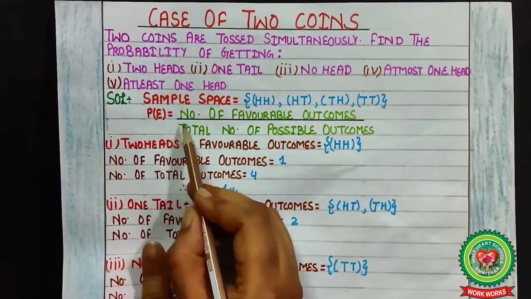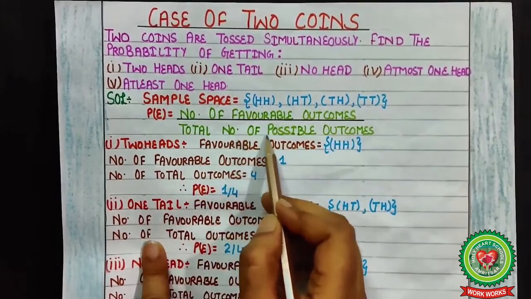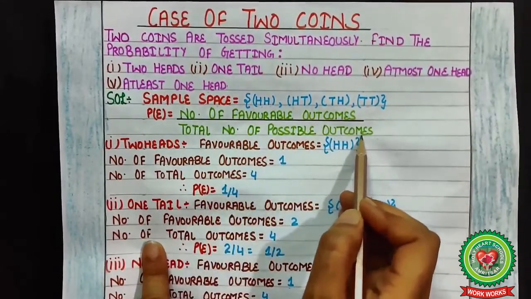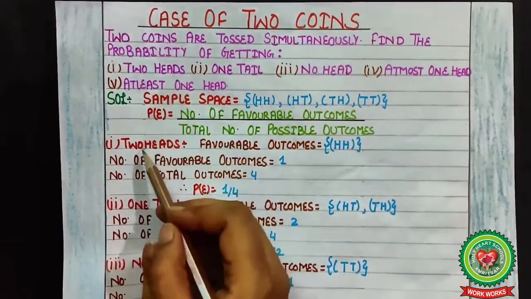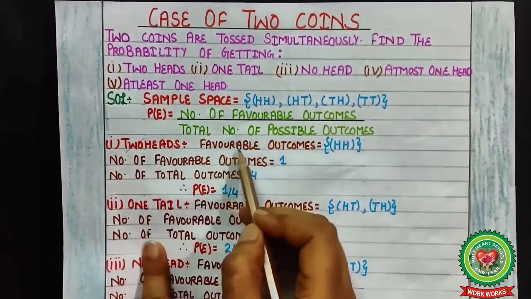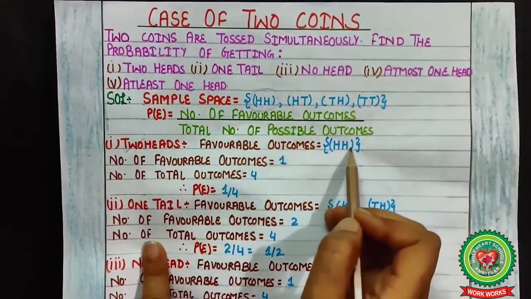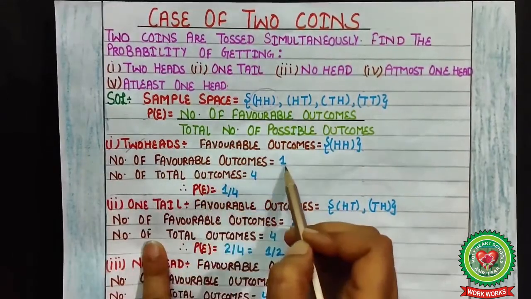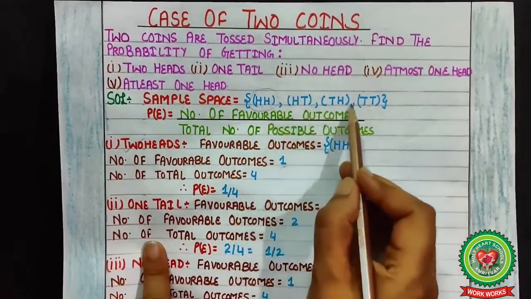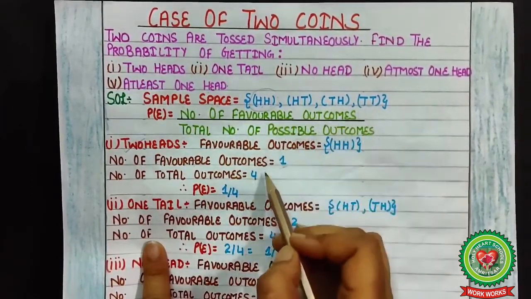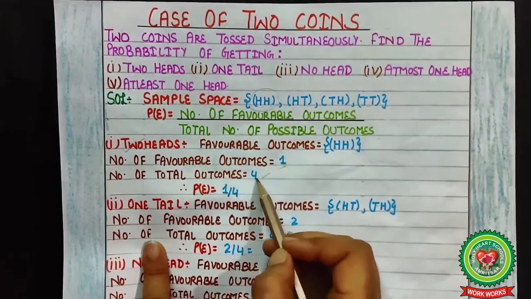Formula: P of A is equal to the number of favorable outcomes upon the total number of possible outcomes. Now we have to solve the first part, that is 2 heads. Give the heading 2 heads. What are the favorable outcomes? This one, 2 heads means HH. And how many favorable outcomes are there? 1 only. And the number of total possible outcomes, that I have told you, this one: 1, 2, 3, 4. So here 4 will come. Therefore P of A is equal to 1 upon 4.